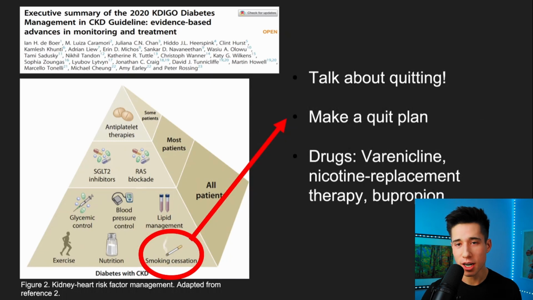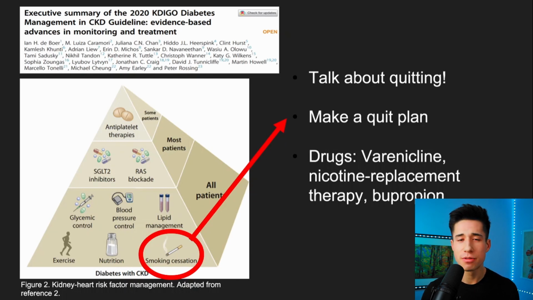So smoking, let's talk about smoking. Smoking is bad for diabetes. Smoking is bad for CKD. We can assume smoking is bad for someone who has both diabetes and CKD. So we always want our patients to quit smoking when they can. Always talk to your patients about quitting, ask if they're ready to quit. If they are ready to quit, think about making a quit plan with your patient.